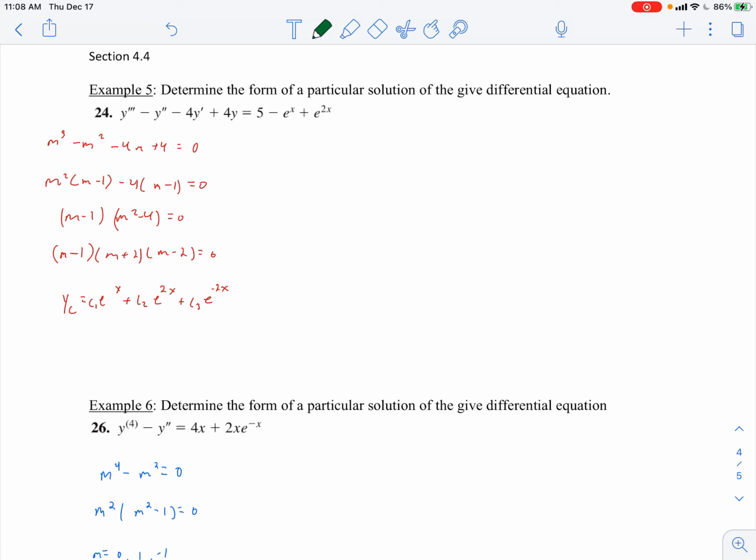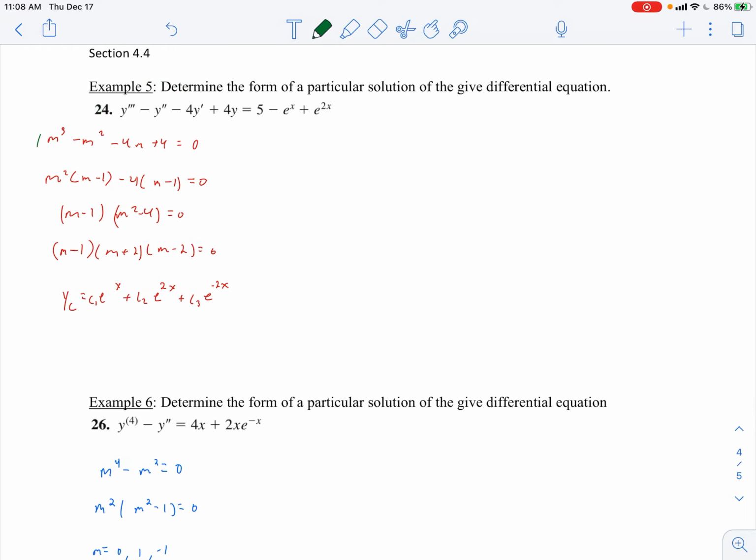correctly. So the first thing, again, is solve for the homogeneous part, find the complementary solution. So we set it equal to 0. We group the first two terms, group the last two terms, pull out m squared and minus 4. We get m minus 1, m plus 2, m minus 2. So our complementary solution is y sub c equals c sub 1 e to the x plus c sub 2 e to the 2x plus c sub 3 e to the negative 2x.